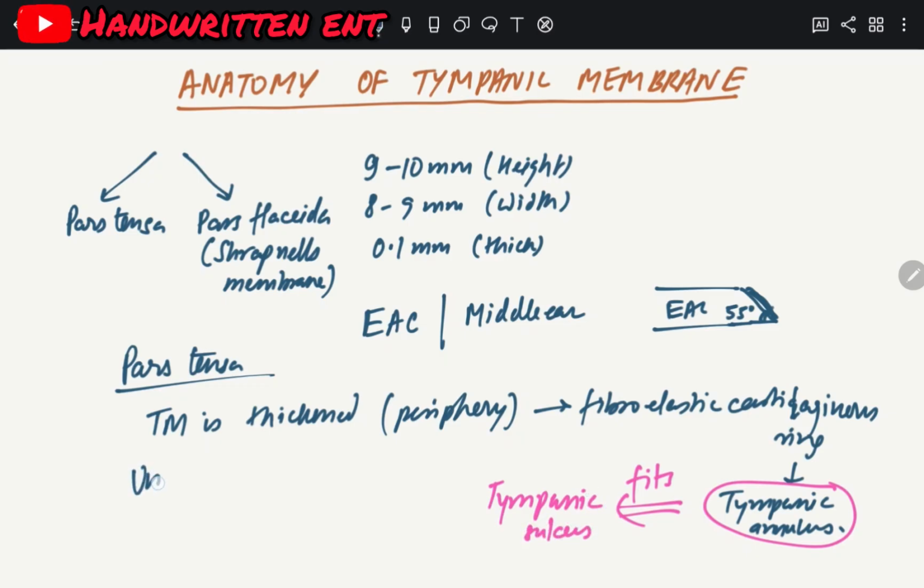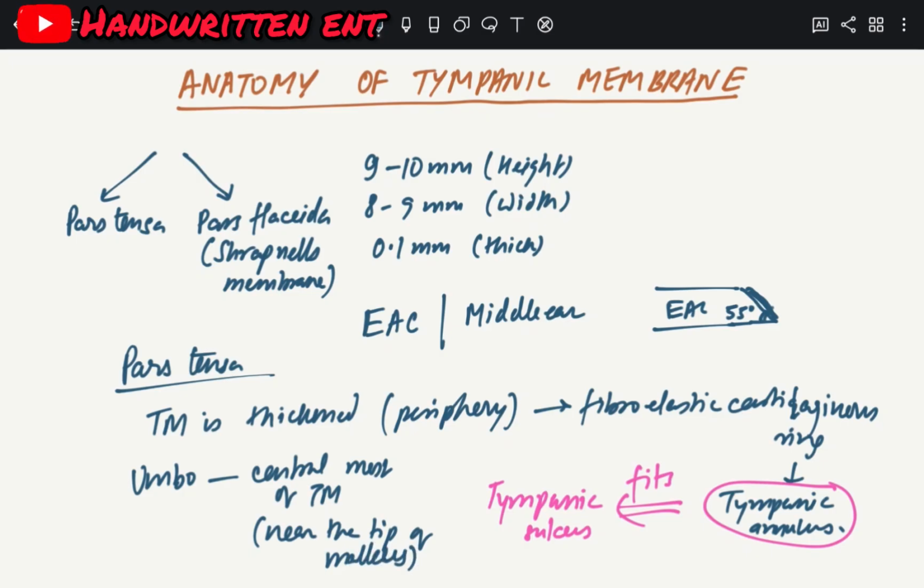Next is the umbo. It is the centralmost part of tympanic membrane near the tip of the malleus. And it is the most prominent part of the tympanic membrane.